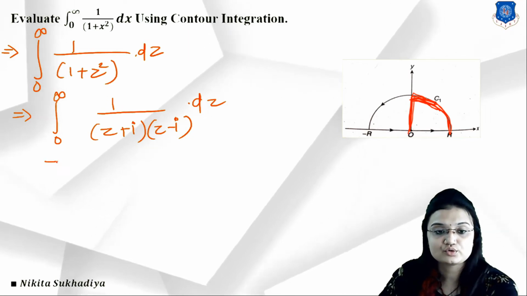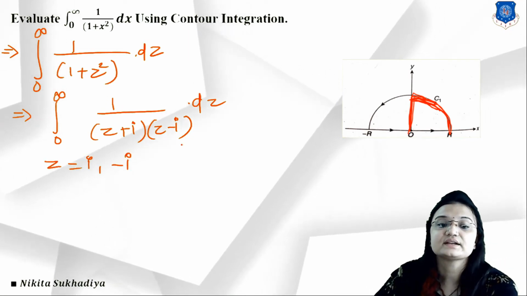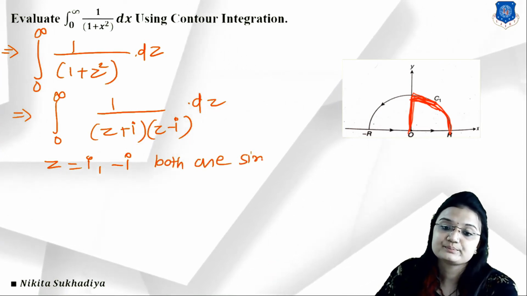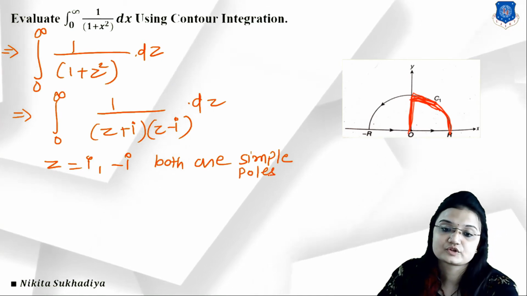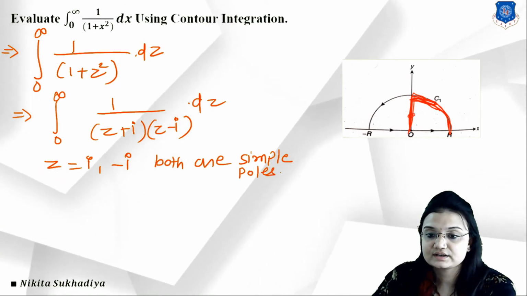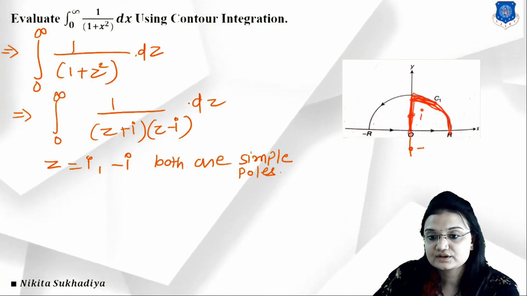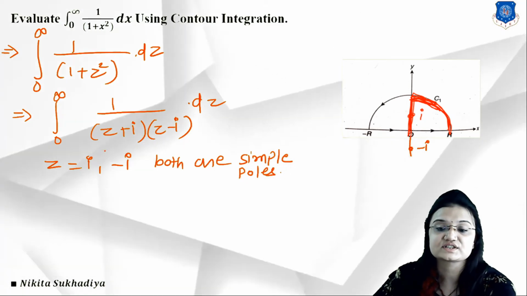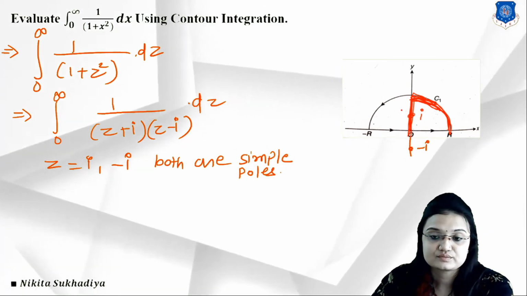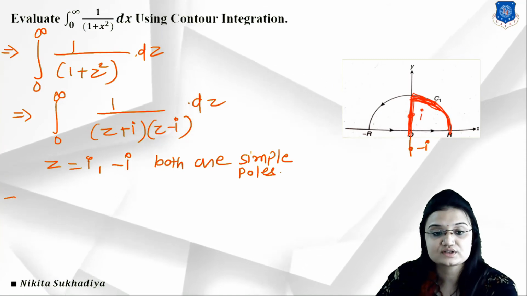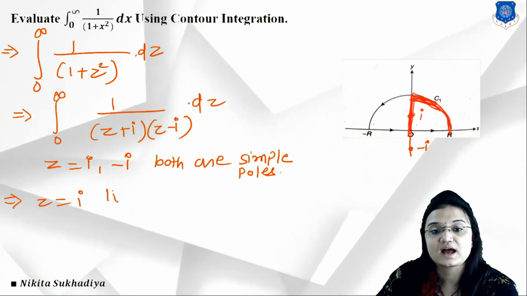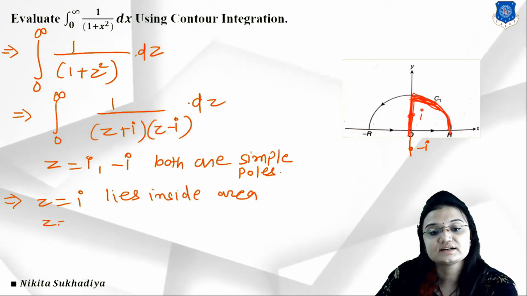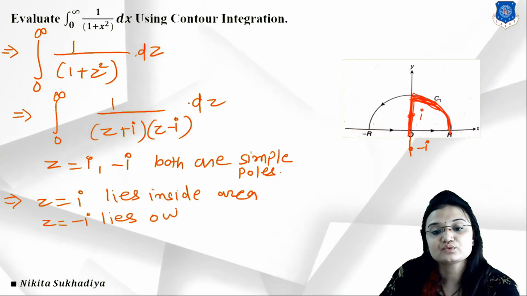Okay, so here we have two poles, that is z is equal to i and minus i. Okay, and both are simple poles. Okay, so here we have i and minus i. So in this area you can clearly see that z is equal to i lies inside this area, but minus i is outside this area. Okay, so we can say that z is equal to i lies inside this area and z is equal to minus i lies outside.